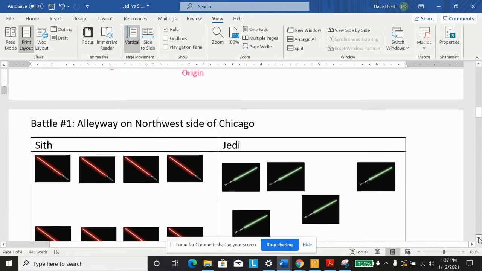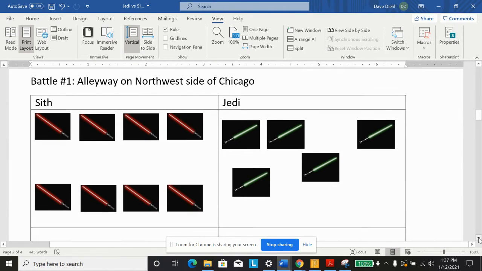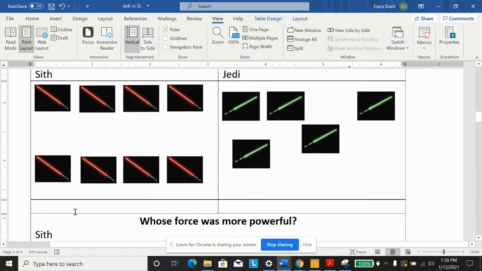So let's look at a couple of these battles. Here's a battle between Mr. Haggerty and I. Want to see if you can figure out who won. All right. If you said the Sith won, you are correct because there are more Sith than there are Jedi. So this guy defeated this guy, this guy defeated this guy, this guy defeated this guy, this guy defeated this guy, this guy defeated this guy, and there's 3 left. So whose force was more powerful? The Sith, because 8 negatives is more powerful than 5 positives.